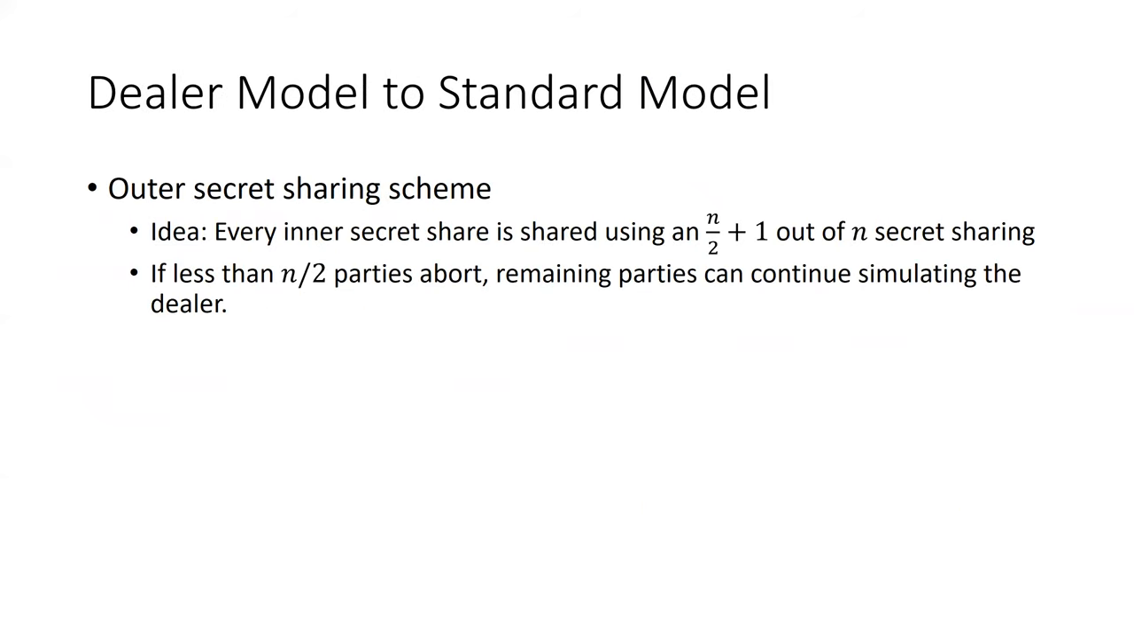And just to mention how we convert from the dealer model to the standard model. We use the outer secret sharing scheme. The basic idea is that every inner secret share is again shared using an n/2 plus 1 out of n secret sharing scheme. What this allows us to do is, if less than n/2 parties abort the protocol, the remaining parties don't care. They can simply continue simulating the protocol by simulating the dealer using the outer secret sharing scheme.